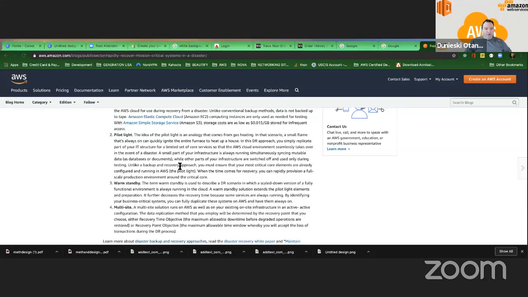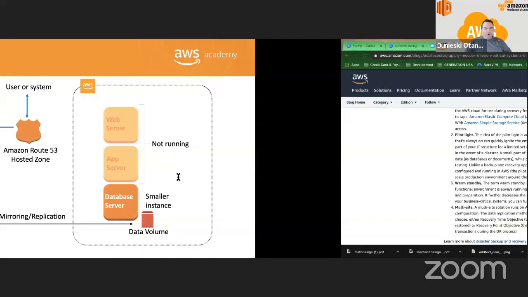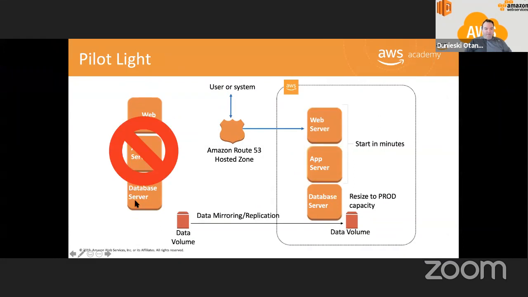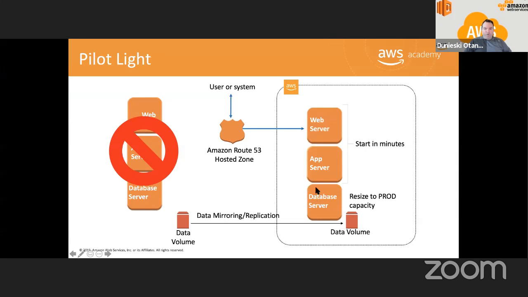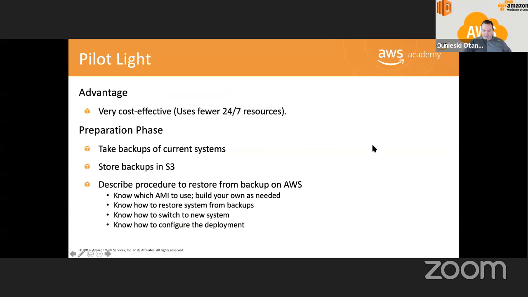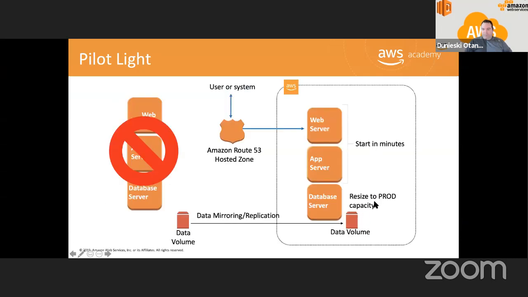Unlike a backup and recovery approach, you must ensure that your most critical core elements are already configured and running in AWS, the Pilot Light. When the time comes for recovery, you can rapidly provision a full-scale production environment around the critical core. So when the time comes, this is the time now, this is down, right? You can provision this real quick, right? And then continue running, and it would take minutes, right? So this is how the Pilot Light works.